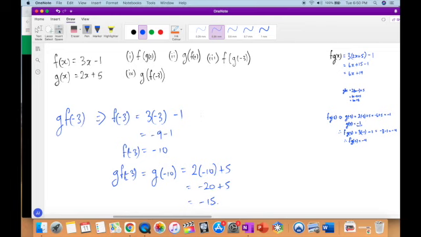Yes? No? Yes, sir. Alright, so this here is the g of the f of negative 3. That's what the question asks you for. Good job. So that was it for composite functions.